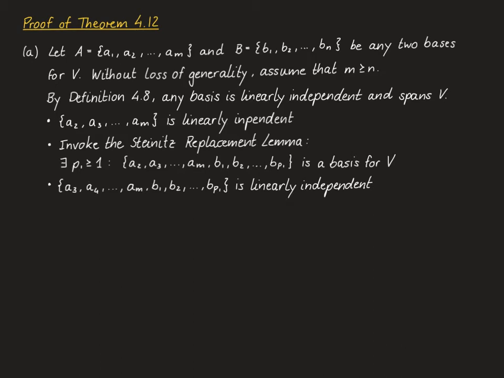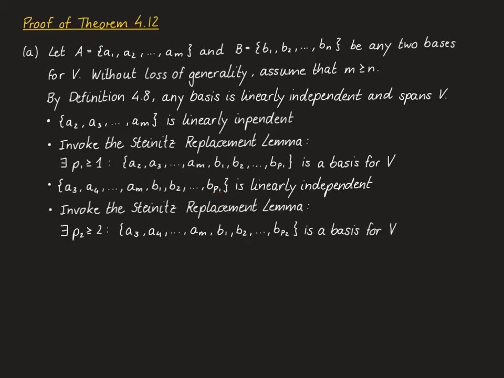And now we can do the same thing again. Since this set is a basis for V, this means that the vectors inside this set must be linearly independent. So if we remove one of them, in this case a2, the remaining set will also be linearly independent. And we can invoke the Steinitz replacement lemma again, which tells us that there exists a number p2 greater than or equal to 2 and a reordering of the vectors in B such that the set a3 through am together with b1 through bp2 is a basis for V.